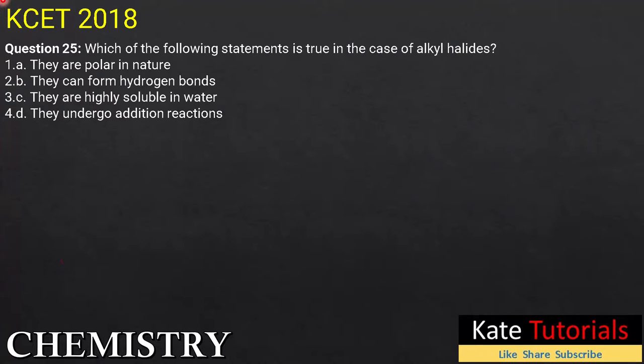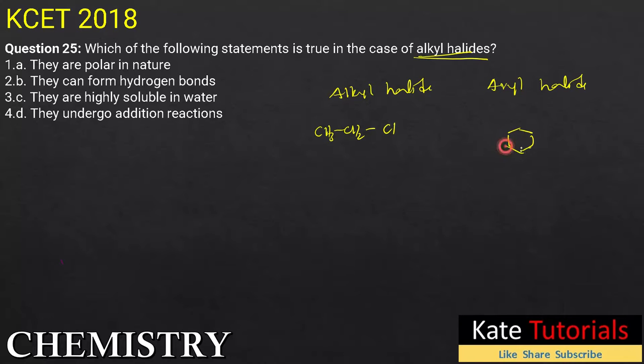So this is the last question of this video, one of the simplest questions. Which of the following statements is true in the case of alkyl halide? We have two halides, alkyl halide and aryl halide. So let me explain it. Alkyl halide means something like CH3CH2Cl, which is nothing but ethyl chloride. And aryl means a benzene ring; if chlorine is attached to that, it is aryl halide. So they have asked the question on alkyl halide. So let us discuss here.